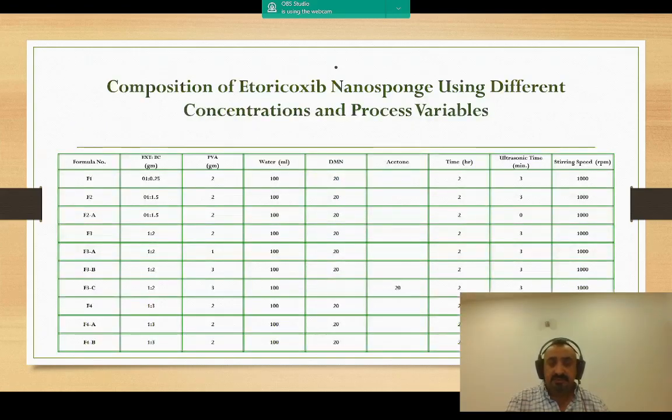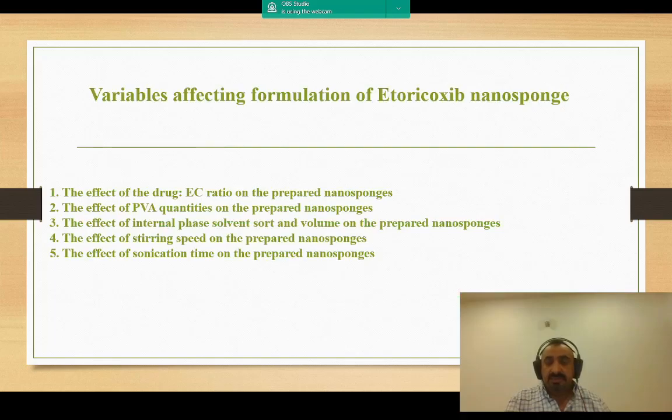These are the 10 formulas that are composed of different ratios of internal phase Etoricoxib to ethyl cellulose and external phase PVA, polyvinyl alcohol, in water, and also the organic solvent used is dichloromethane. Time for preparation 2 hours, ultrasonic time 3 minutes, and stirring speed 1000 RPM. So we study the variables affecting formulation of Etoricoxib nanosponge.